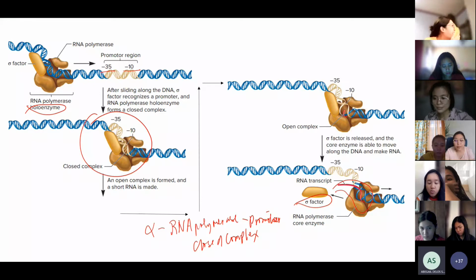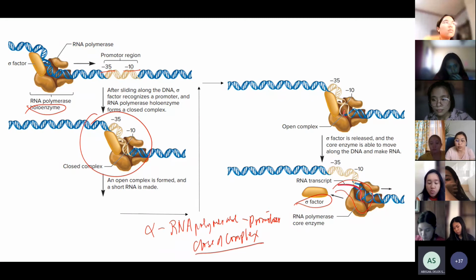How do we identify promoter again? It should be within these numbers of nucleotides: the -35 to -10 sequence. So that's the promoter region. Once they have reached that region, they will create a closed complex.